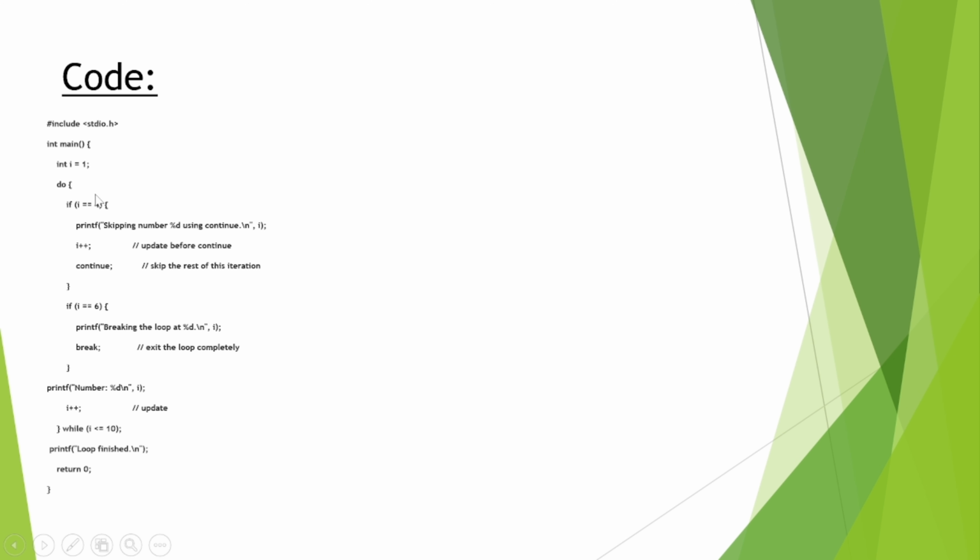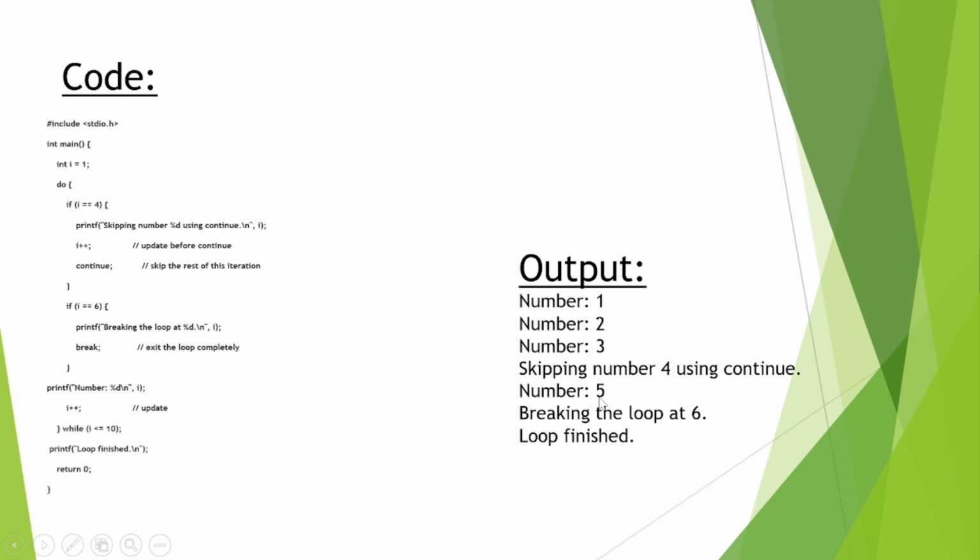Then it will print. Let's see the output. 1 2 3, 4 will be skipped, number 5 will be printed, and then the loop will break.